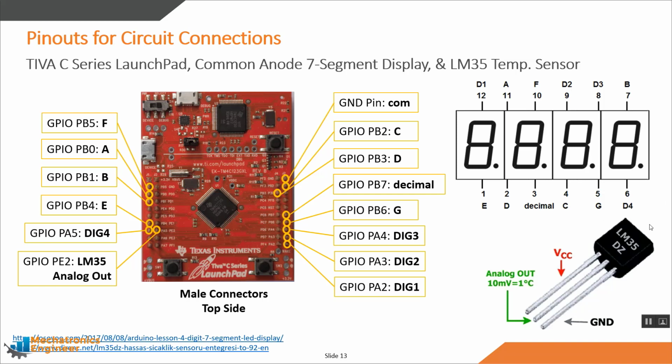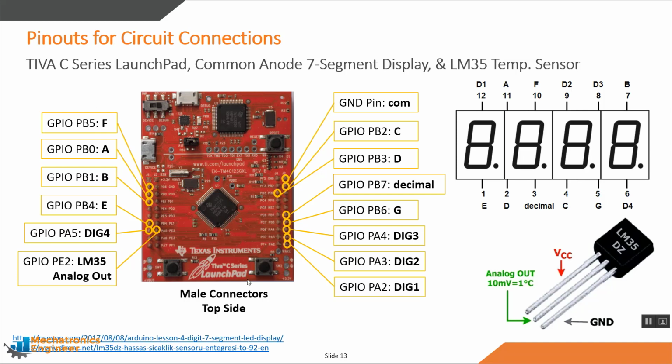Also, the LM35 temperature sensor has 3 pinouts, just like a normal transistor. The first pin is the VCC that we will be providing from the TM4C series LaunchPad, and the third pin is the ground. The middle pin is the analog output, and it has a sensitivity of 10 millivolts for a 1 degree change in the temperature of the surroundings.